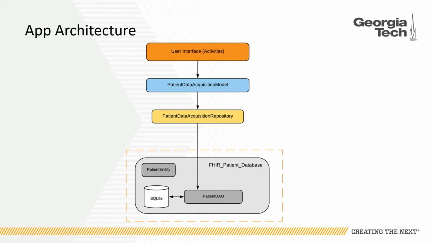The FHIR patient database manages local data on top of an SQLite data source. The patient entity is an annotated class that describes a database table. The patient data access object is a mapping of the SQL queries to functions.